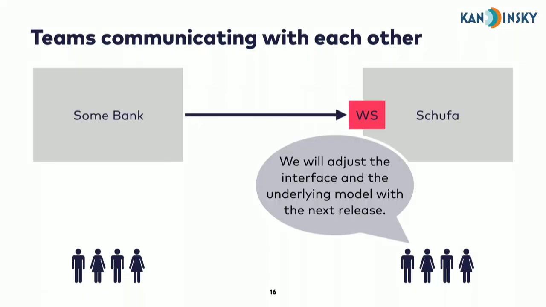Both of those things can be found in code. The next thing can't be found in code. What about the communication of teams? So let's say the Schufa says, hey, we'll adjust the interface and the underlying model with the next release. The banks are helpless. They need to comply with that change, if they like it or not, because the Schufa is the one who is the key driver there. So all they can do is, yeah, okay, send us the documentation. We need to take care of that. That's one point of dealing with that.